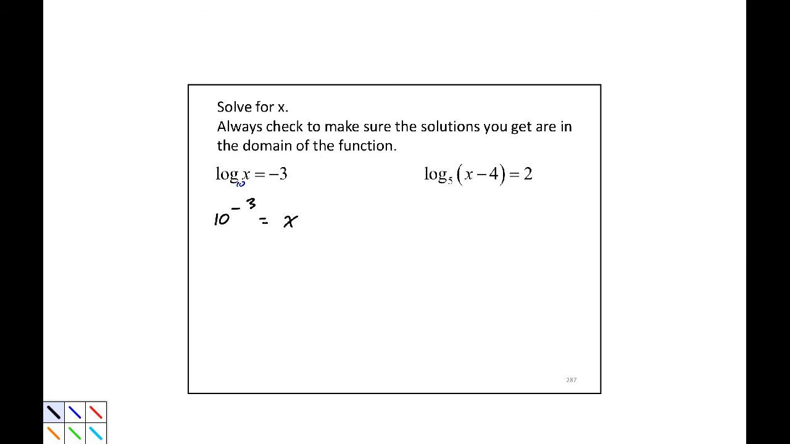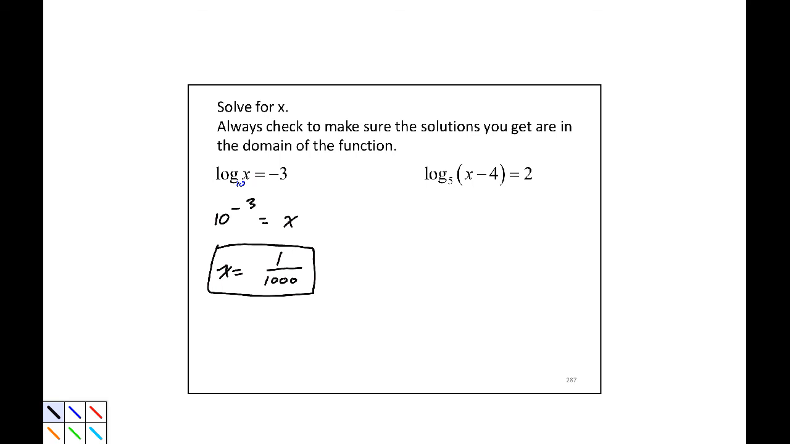Well, that is our value of x. Let me rewrite this as 1 over 1,000. 10 to the negative 3 is 1/1,000th, so that is our value for x. Now, I know that if I evaluated this function for 1/1000th, that would be positive. It's a positive 1/1000th, so this is valid.